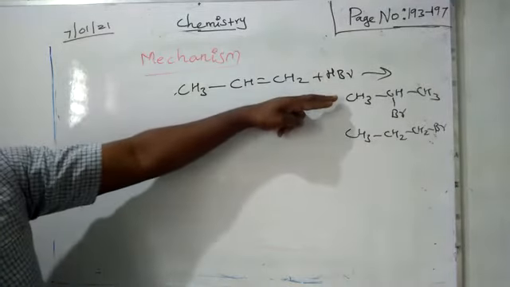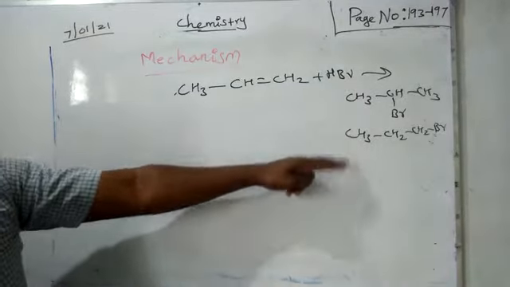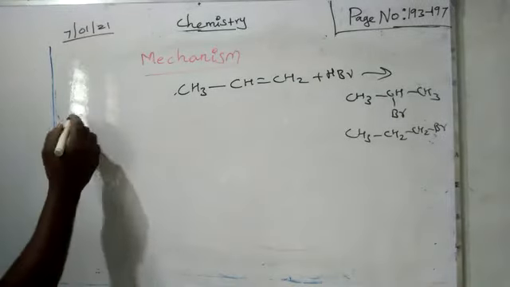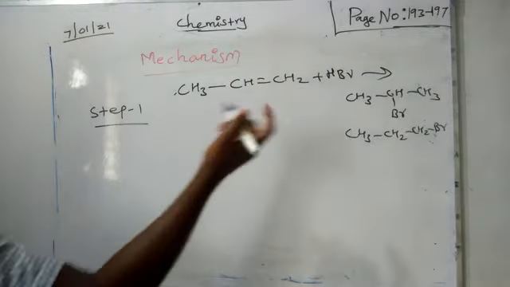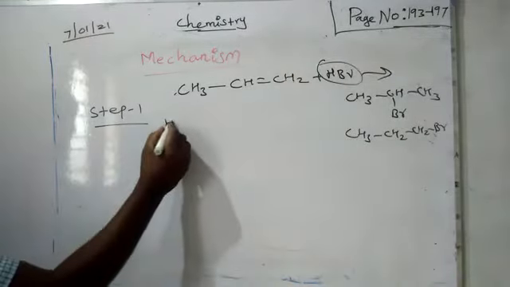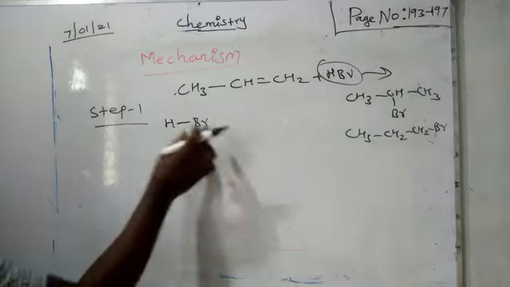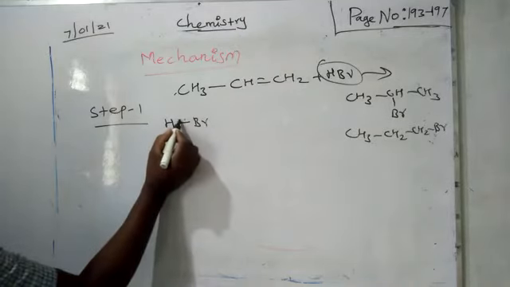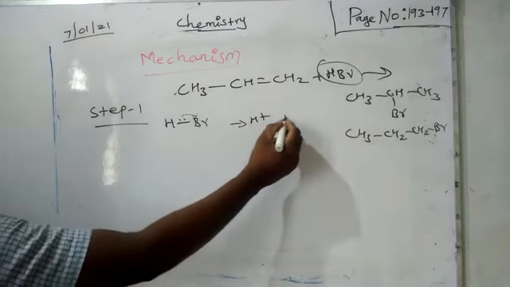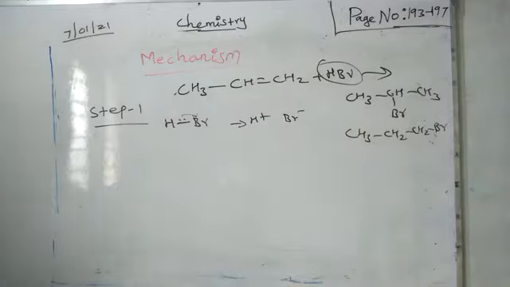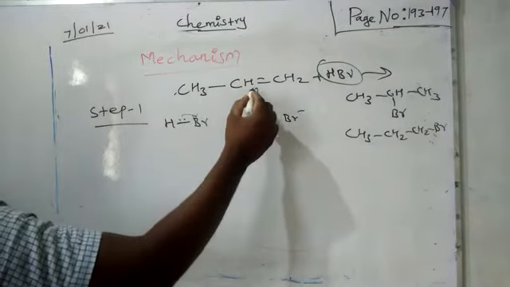Which one is the major product? 2-bromopropane is the major product. The other one is the minor product. Let us see the mechanism of this reaction stepwise. In step 1, we take the hydrogen bromide alone. In HBr, because of the more electronegative character of bromine, it will attract the electrons. Because of this attraction, it creates H plus and Br minus as polar ions. So this H plus proton will attack the double bond.